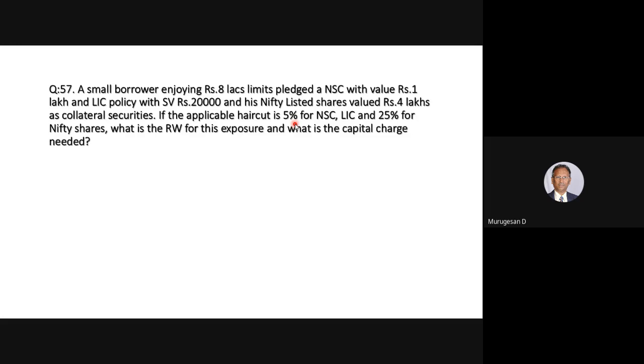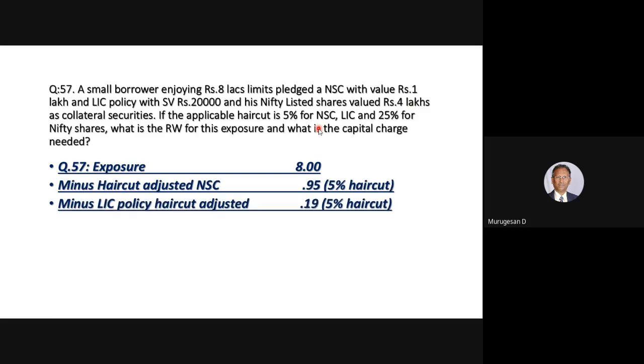So here NSC 5%, LIC 5%. Sorry, the applicable haircut is 5% for NSC and 5% for LIC. That's the meaning, and 25% for Nifty shares. What is the risk weight? First, NSC 1 lakh, but 5% haircut means 95,000. Exposure 8 lakh. First, the exposure of 8 lakh you keep separately. Haircut on NSC: 95,000, because you have to minus 5%.